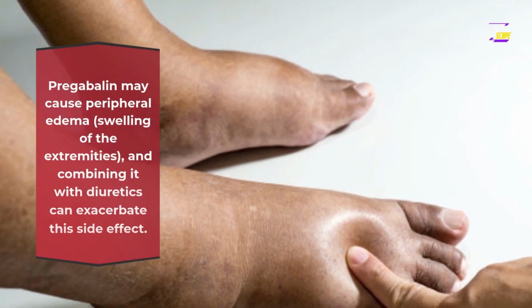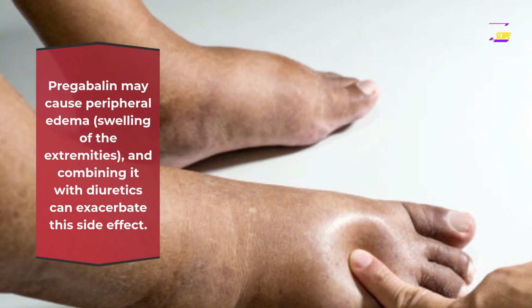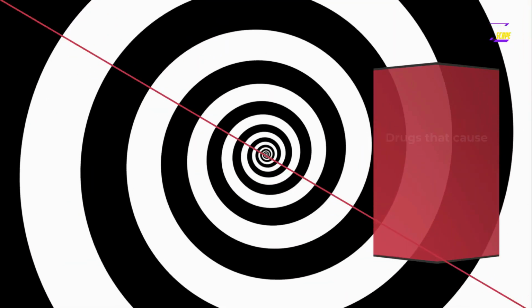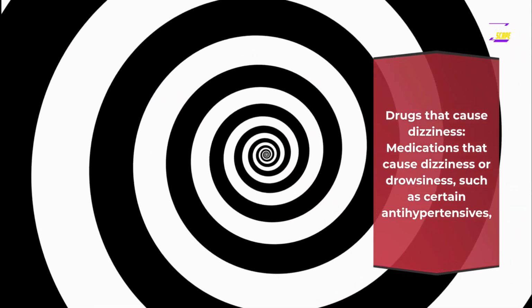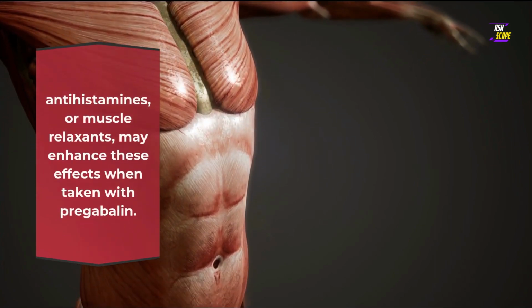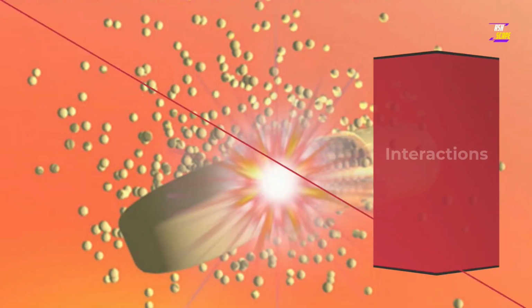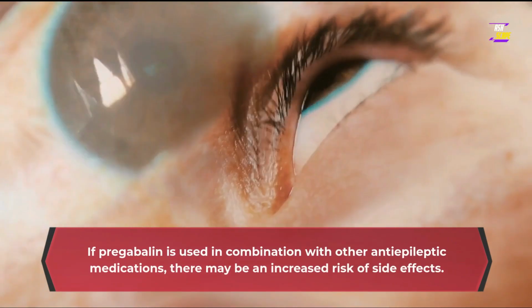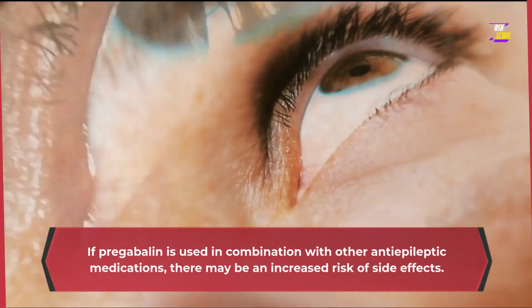Diuretics. Pregabalin may cause peripheral edema, swelling of the extremities, and combining it with diuretics can exacerbate this side effect. Drugs that cause dizziness. Medications that cause dizziness or drowsiness, such as certain antihypertensives, antihistamines, or muscle relaxants, may enhance these effects when taken with pregabalin. Interactions with other anti-epileptic drugs. If pregabalin is used in combination with other anti-epileptic medications, there may be an increased risk of side effects.